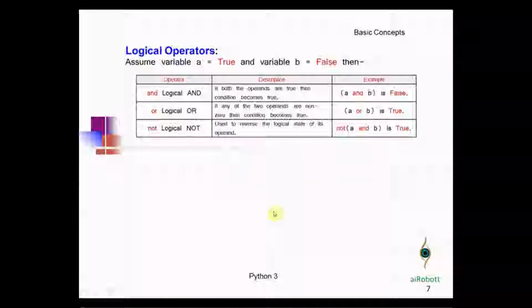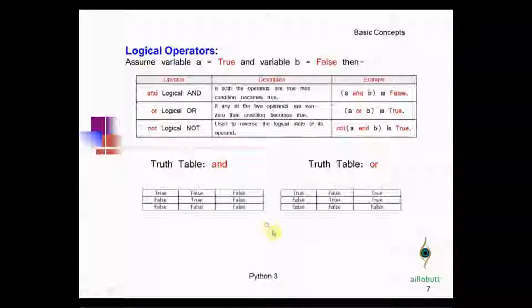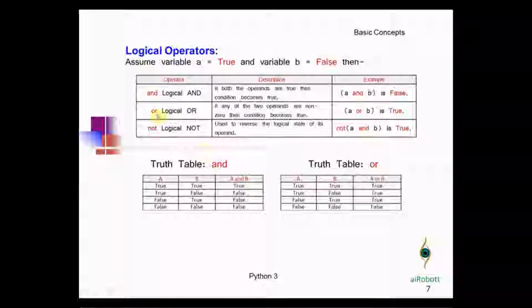How does the Python interpreter check? There is a truth table for this: and, or, not. Here, this is the and truth table, this is the or truth table, this is the not truth table. Here the Python interpreter checks the truth table.